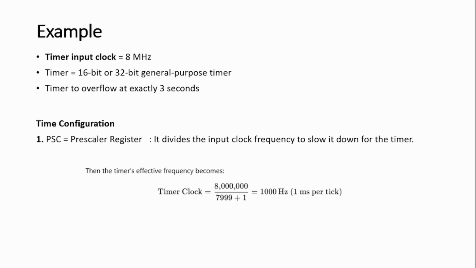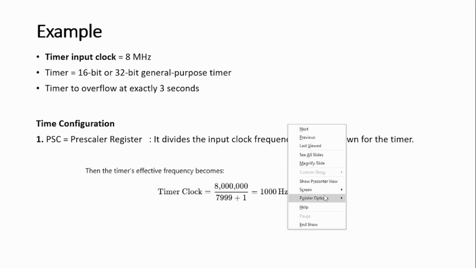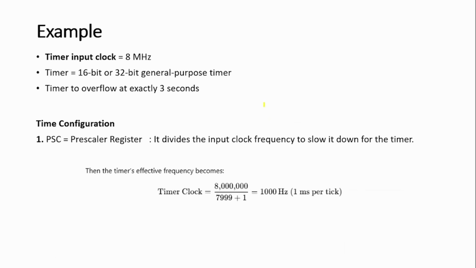Per tick means what? Per clock cycle. Let me just show you what a tick is. So this is what the tick is, right? This is one tick. The time of this one tick will be 1 millisecond. So using the prescaler you can slow it down.